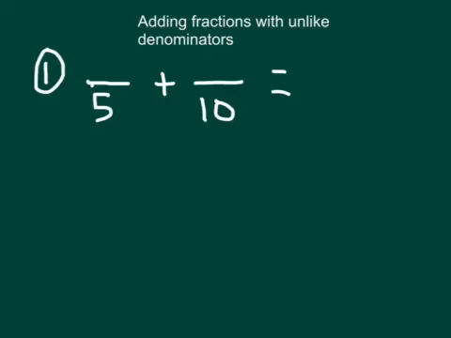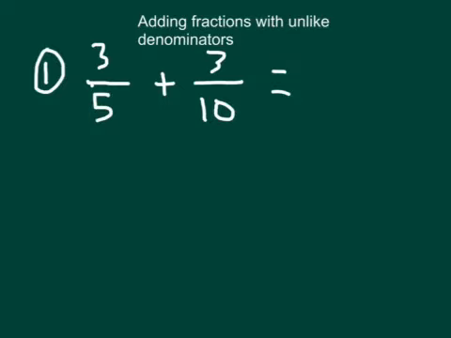So the first thing you have to realize is when you have two fractions, let's say this is 3/5 and 3/10, you cannot just simply add these straight across and get 9/15, which is what you get if you went 5 plus 10 and 3 plus 3. That is not correct.